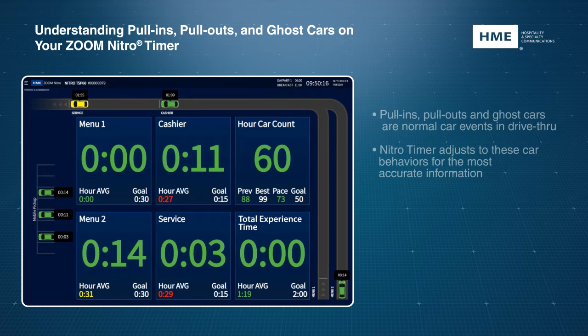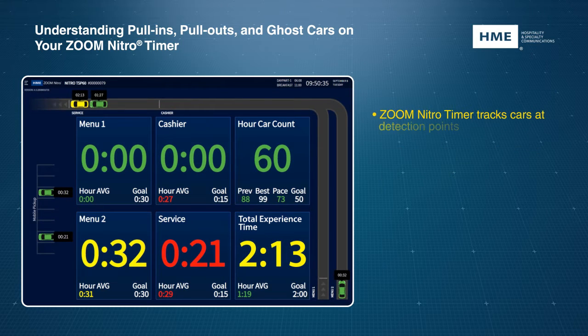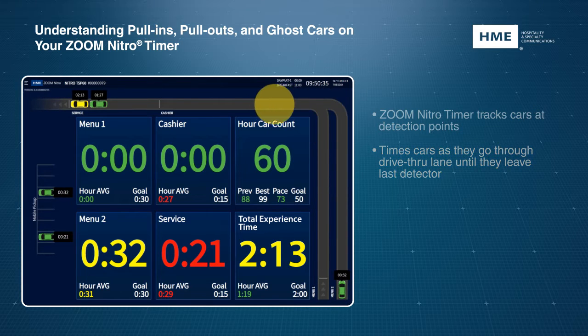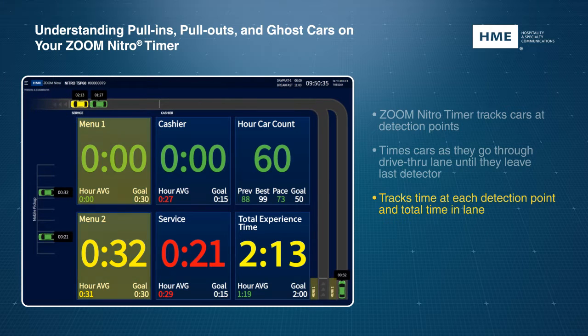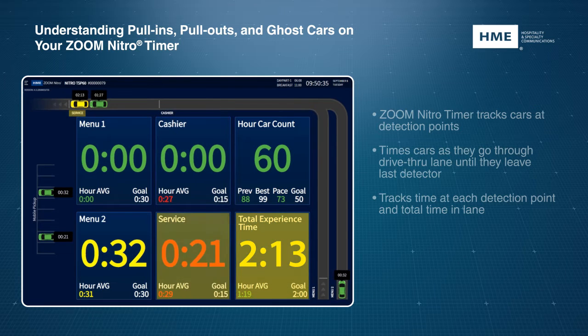information possible. Let's learn more about pull-ins, pull-outs, and ghost cars and better understand the information displayed on your ZOOM Nitro Timer. The ZOOM Nitro Timer tracks cars at detection points as they go through the drive-thru lane. The timer expects cars to be detected at the first detection point and times the car as it goes through the drive-thru lane until it leaves the last detector. It tracks the time at each detection point and the total time in the lane.